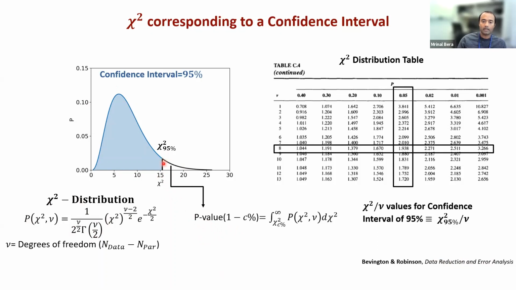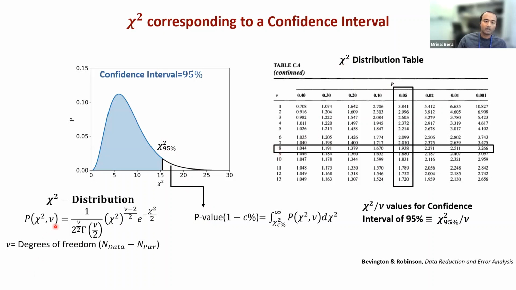P-value is basically the integration of this region, which corresponds to the chi-square value for the confidence interval you want. For example, here I want a 95% confidence interval. So I integrate this region, and I get a p-value which will be 1 minus 95%, that is 0.05. Here it gives you a chi-square distribution table, which gives you p-value and degrees of freedom.